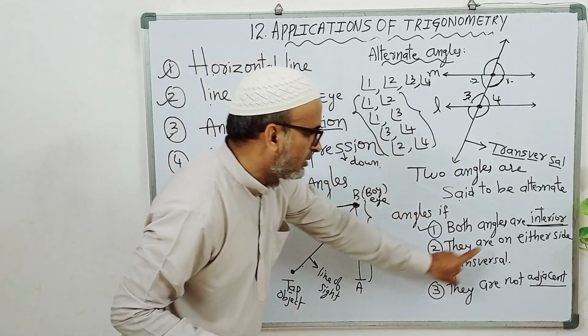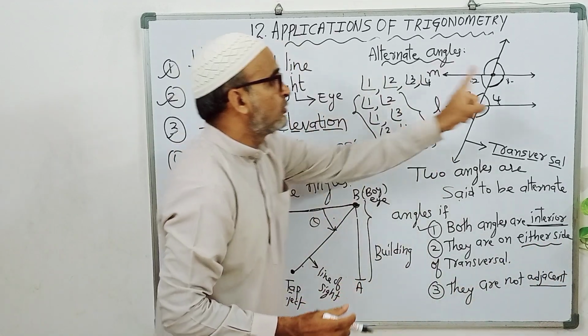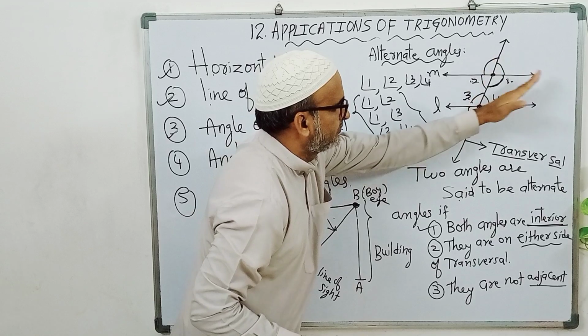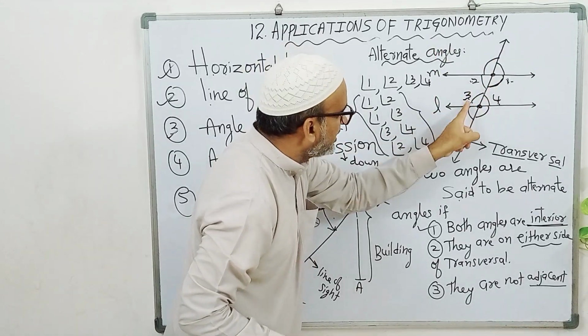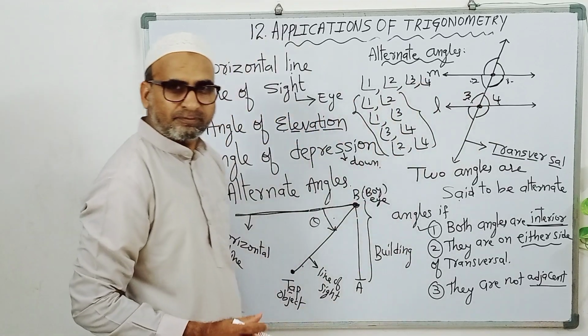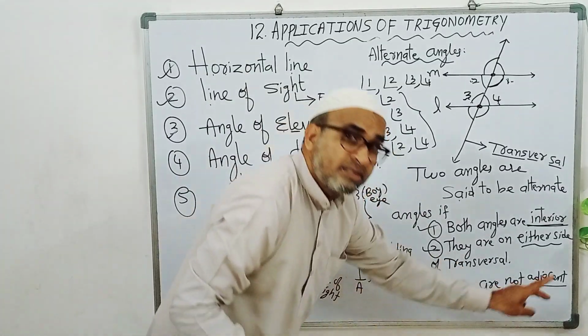Again you see, they are on either side of the transversal. Either side means one angle should be this side, one angle should be this side. 1 2 either side, 1 3 either side, 2 4, next is 3 4. Second condition: they are not adjacent.